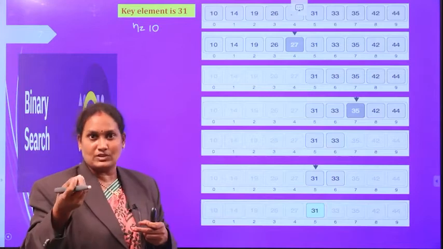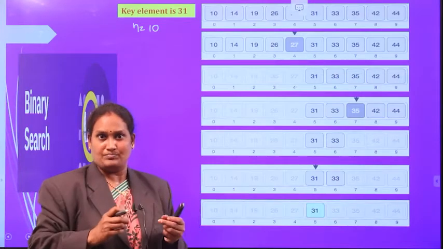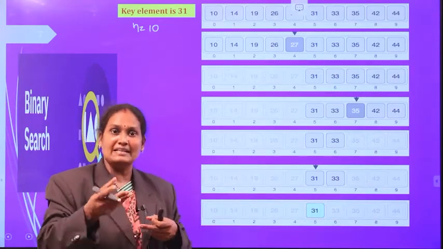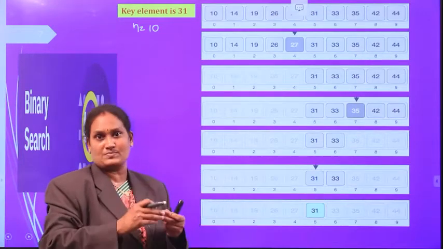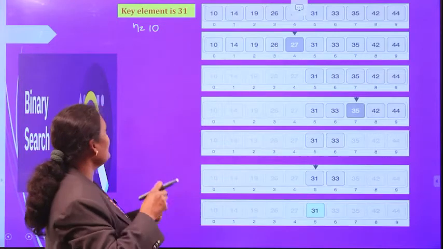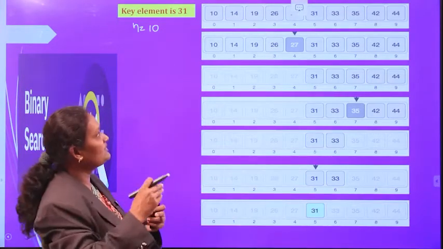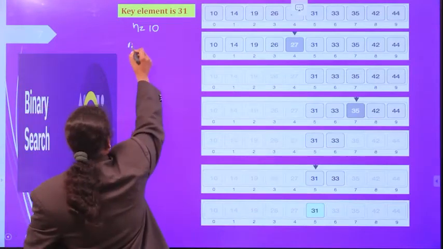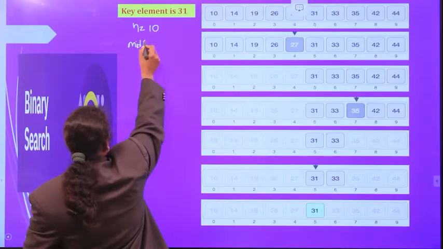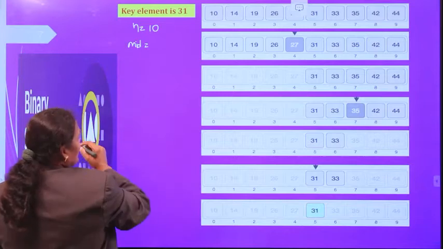Since n is equal to 10, this is a complex problem. If n is equal to 1, then it is a small problem. But here the n value is 10, so it is a complex problem. So we need to divide the given array. Where do we have to divide the given array? We need to find the mid value, and at mid we are going to divide the given array. What is the mid value?